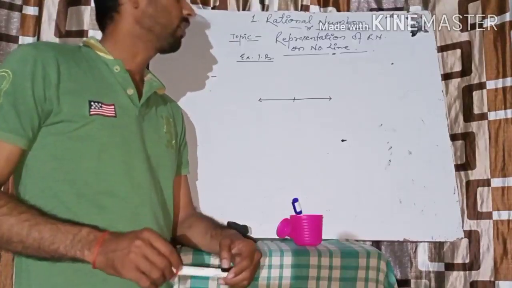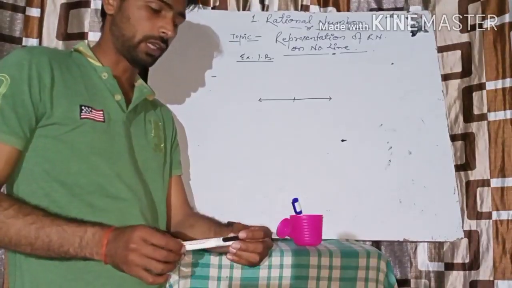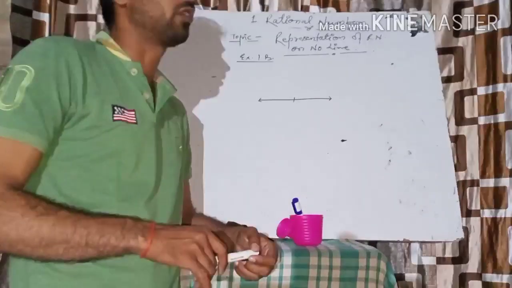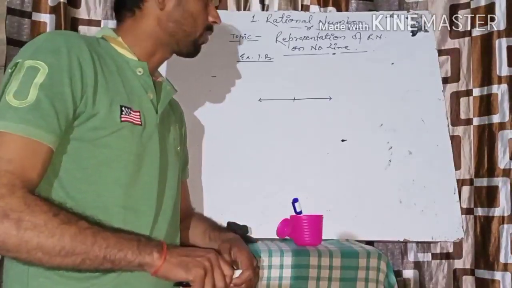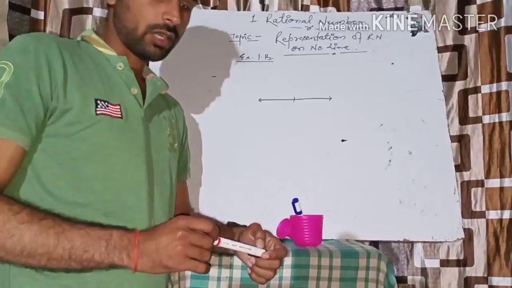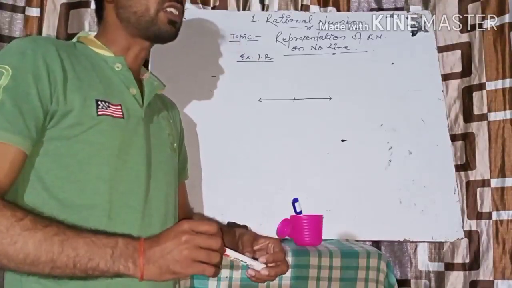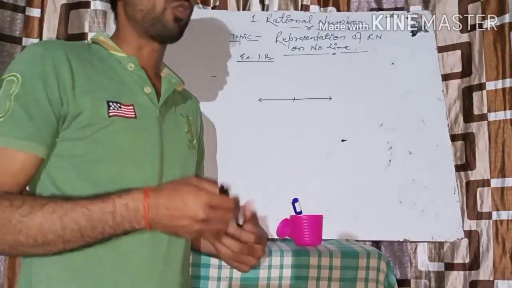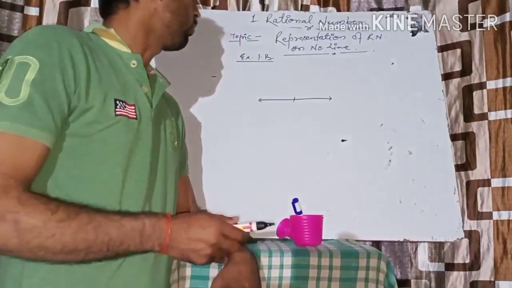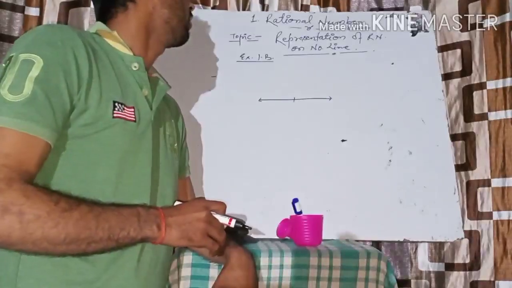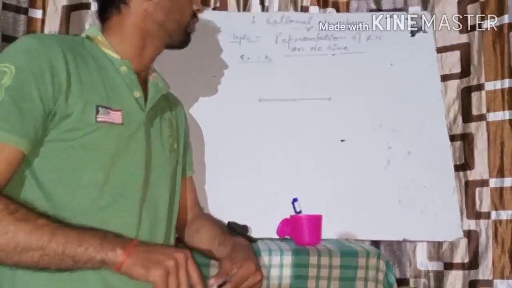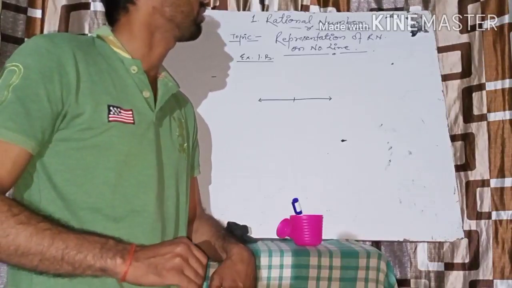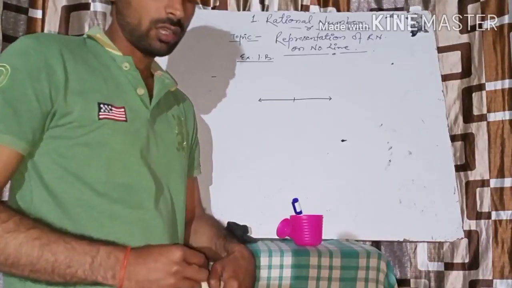Students, last time we discussed exercise 1.a, in which we covered the introduction of rational numbers, positive rational numbers, negative rational numbers, the standard form of rational numbers, and the comparison between two or more rational numbers. Today we will start a new exercise, 1.b, in which we have to learn how to represent a rational number on a number line.